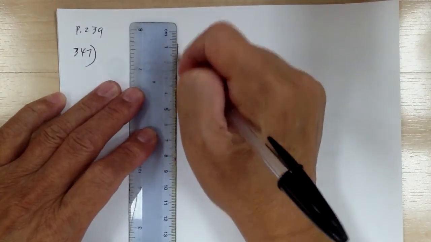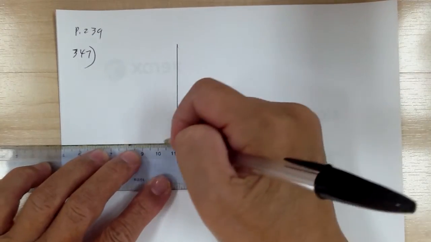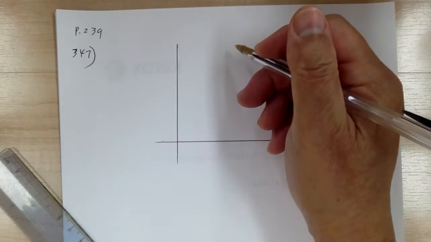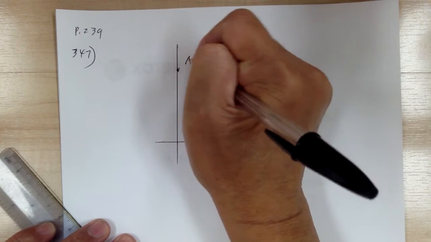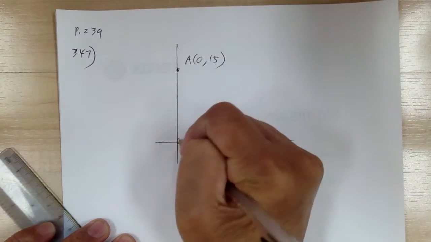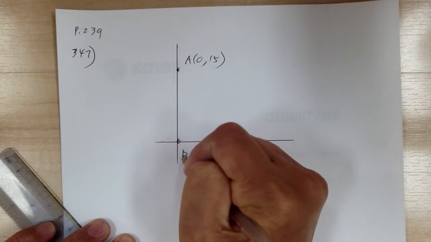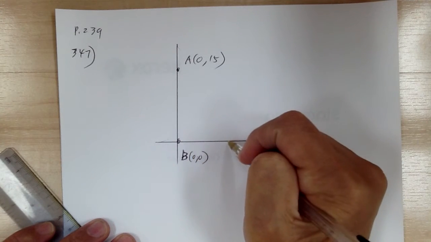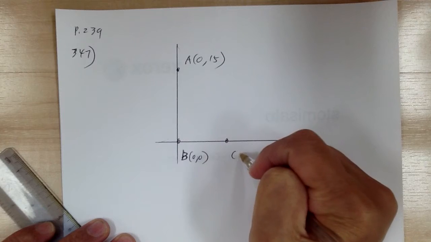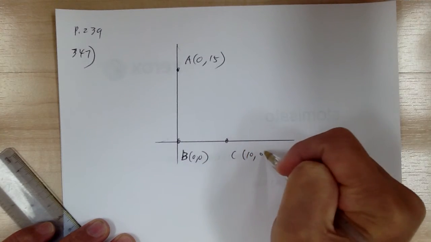Okay, 347. A triangle is formed with these vertices. So A is at 0, 15. B is at 0, 0. And C is at 10, 0.